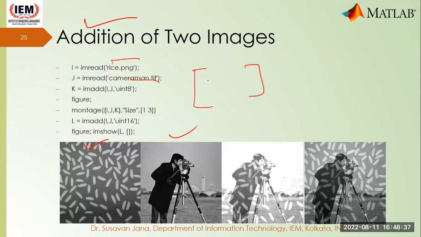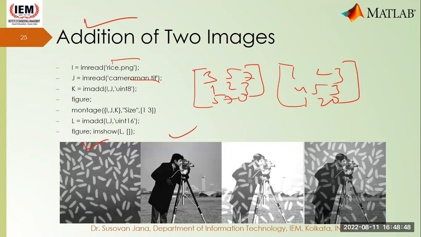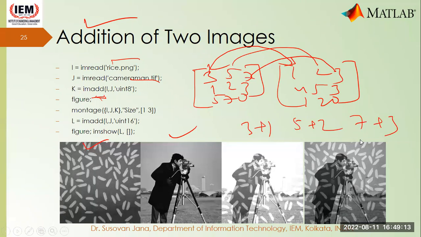So let's assume on 3 cross 3 the intensities are 3 5 7 1 2 3 5 7 0, and another image 1 2 3 4 5 3 1 2 0. Now if we add these two images using the imadd function, we will be adding each and every pixel with the same coordinate. 3 will be added with 1 to get the result for the first coordinate. 5 will be added with 2, 5 plus 2. 7 will be added with 3, 7 plus 3. In that way, all the pixels with the same coordinate will be added to get the result.